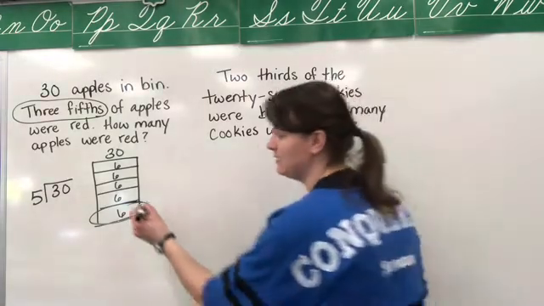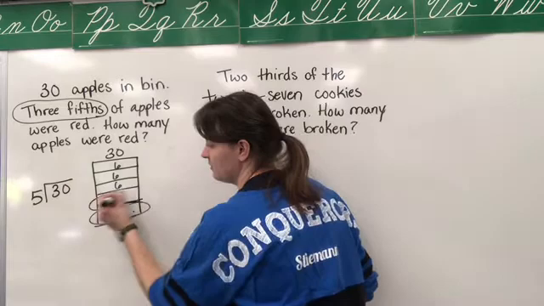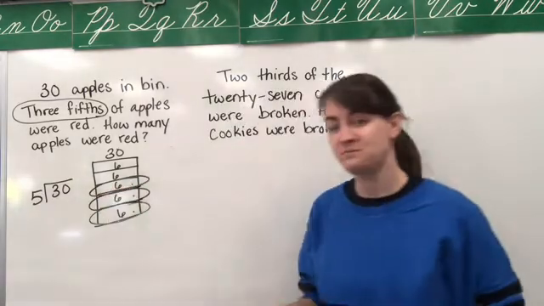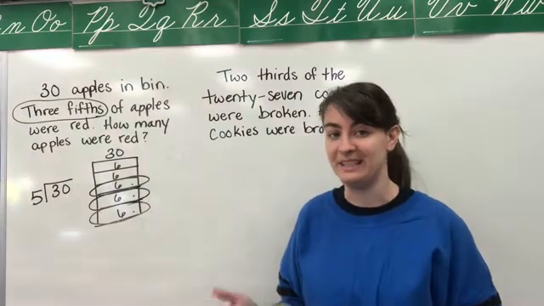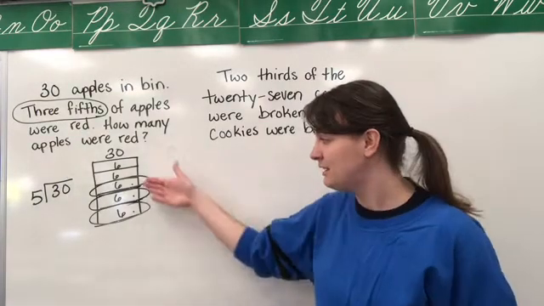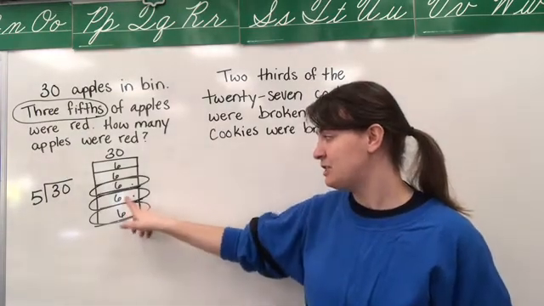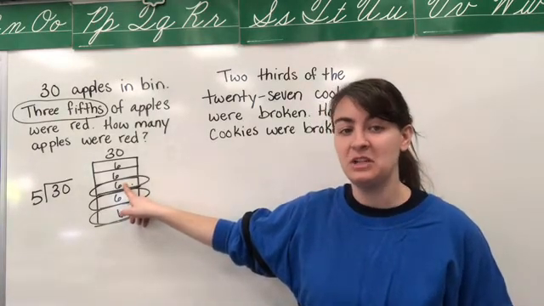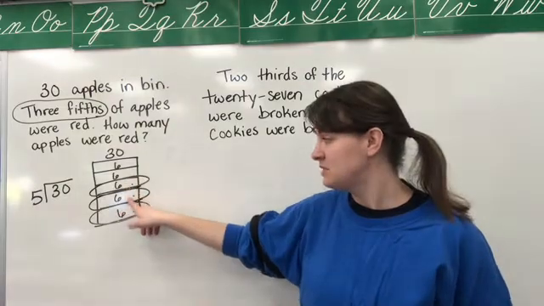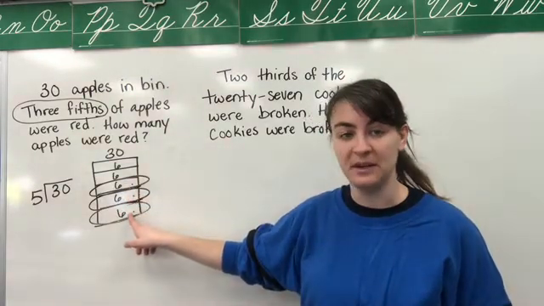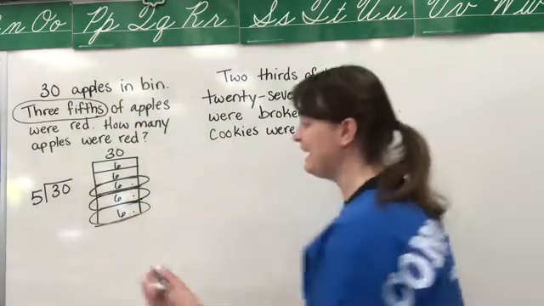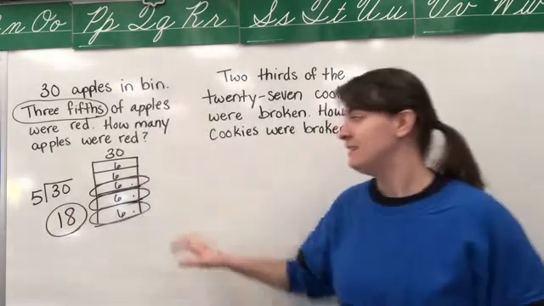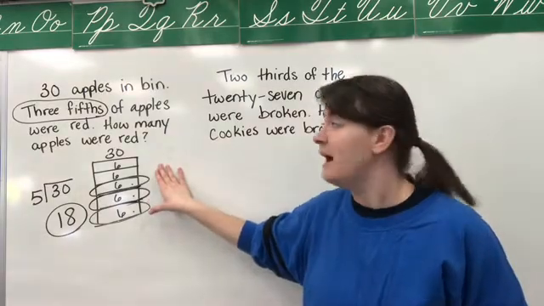So I need 1/5, 2/5, 3/5. So how many total apples do I need here now? I need 3 of these 5ths, and each individual 5th is 6 apples. So I need a total of 6 plus 6 plus 6, or, that's right, 18. 18 of the apples in this barrel were red.